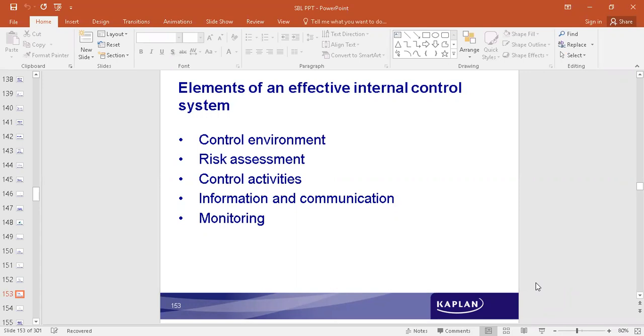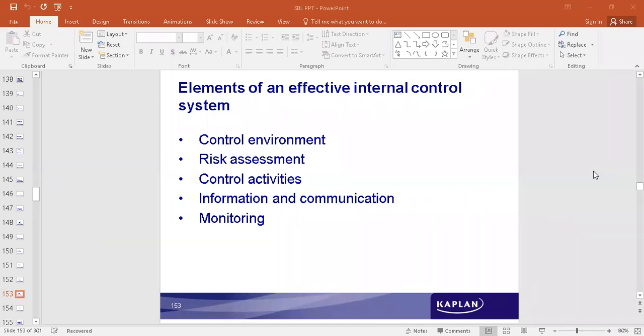So everything about the internal environment should be studied first. After that, the amount of risk that is present has to be quantified. It has to be calculated: risk assessment. Then different control activities are to be taken up to ensure that fraud does not take place.